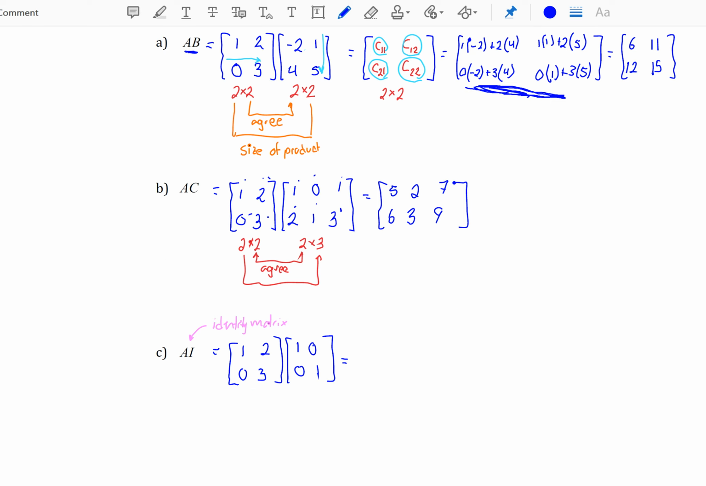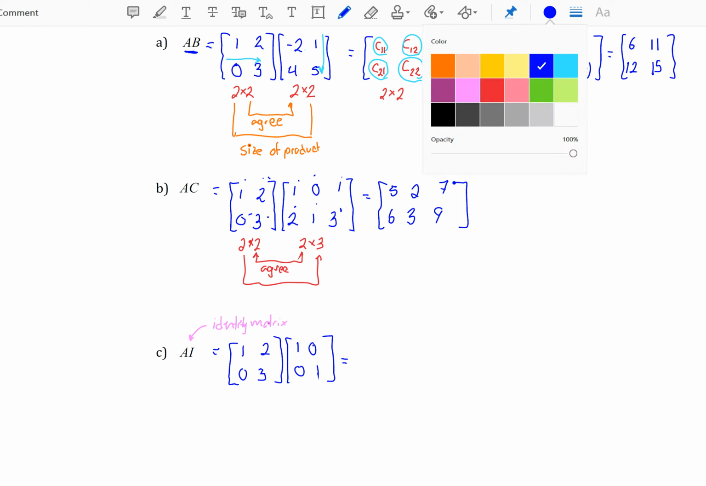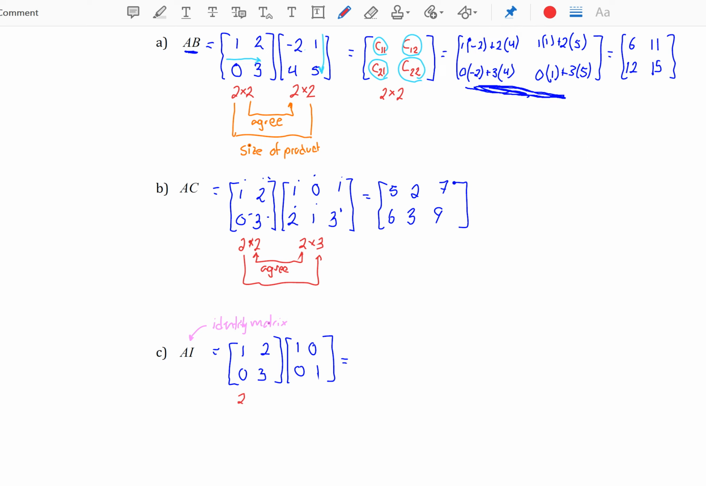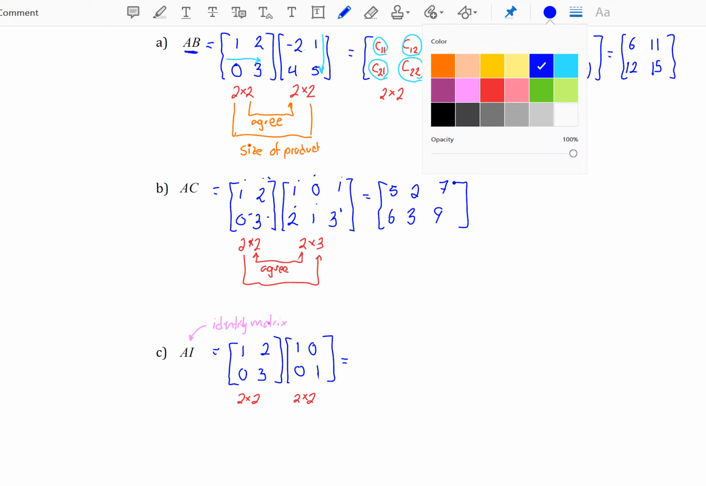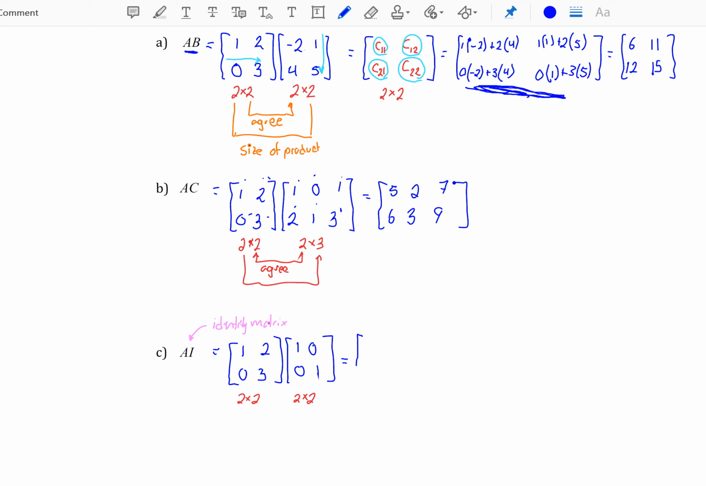Now to do our matrix multiplication, again, notice that this is a 2 by 2 matrix times another 2 by 2 matrix. So we're allowed to do this multiplication. And we should expect the product should also be a 2 by 2 matrix.